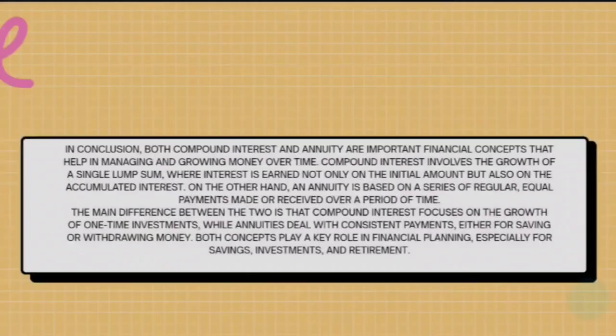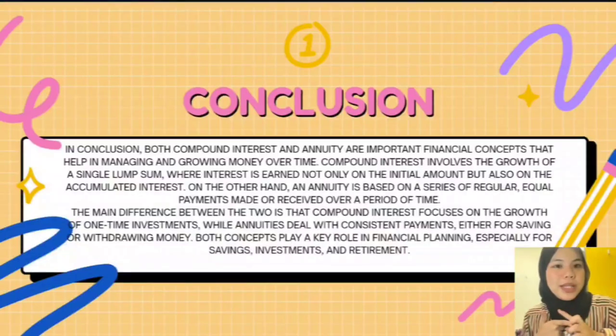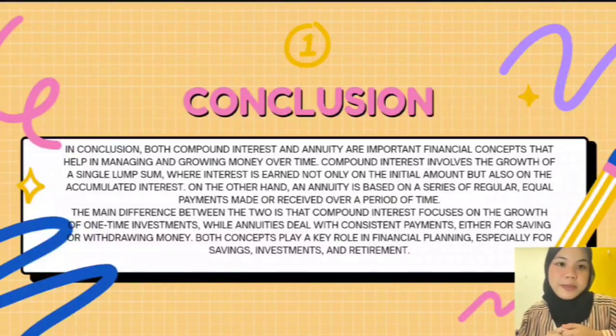In conclusion, annuity and compound interest are very important financial concepts that help in managing and growing money over time. The main difference between annuity and compound interest is that compound interest focuses on the growth of a one-time investment, while annuity deals with consistent payments.